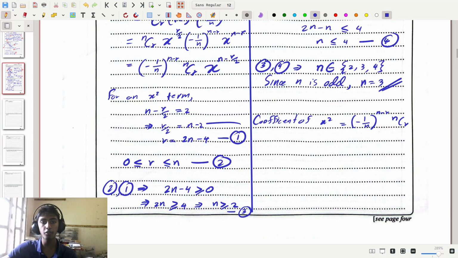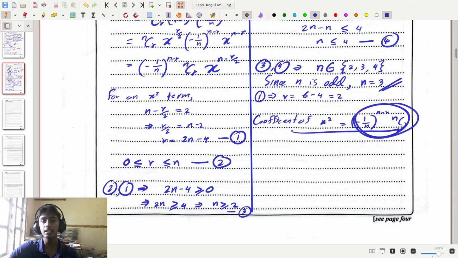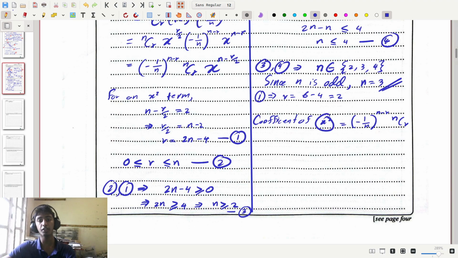So that's going to be found from equation number 1. From equation number 1, we can see that our r is going to be equal to 2n minus 4, which is 6 minus 4, which is equal to 2. So n equals 3 and r equals 2 are the two values that we need to substitute into this expression here in order to get the corresponding coefficient of x squared.